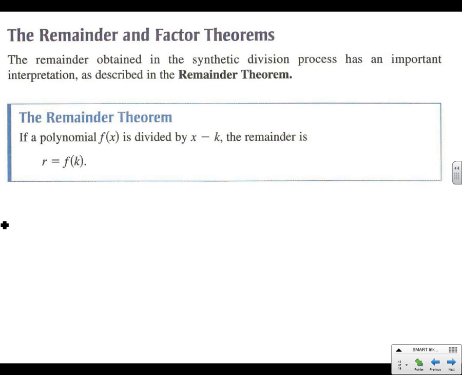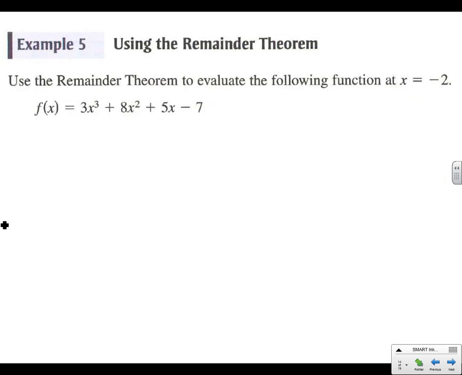Okay, so let's take a look at the remainder theorem. The remainder theorem is very nice for finding y values if you know the x. A lot of times we have situations where you have to plug in x to find y, right? I'm thinking of the vertexes that we just did. So on this one, if you have a remainder, that's the y value if you plugged in k. Okay, so let's take a look at how that works here. Use the remainder theorem to evaluate the following function at x equals negative 2.